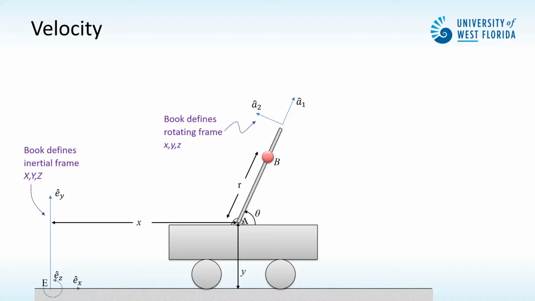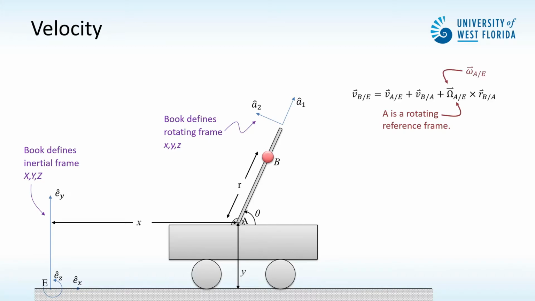So, let's say you want to find the velocity of B with respect to E. We can use this equation. It's equation 16.26 from the book. Be aware that for this equation to work, A must be a rotating reference frame, and it typically has one unit vector or coordinate that passes through the point of interest.